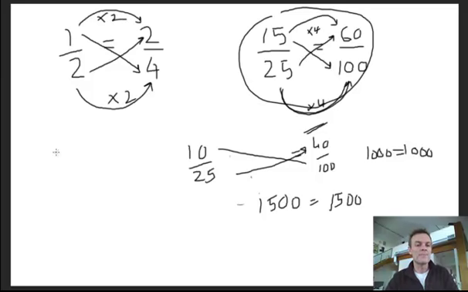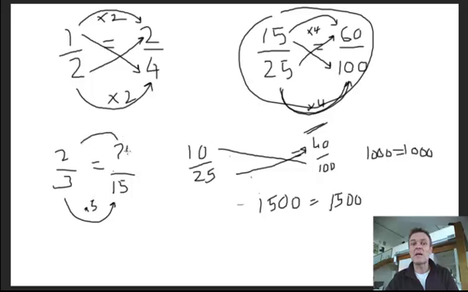One more. 2/3 is how many 15ths? Well, if I've multiplied by 5 to go from 3 to 15, and I do the same to the top, 2 times 5 must be 10. So I'll get rid of the question mark now. So 2/3 is the same as 10/15.